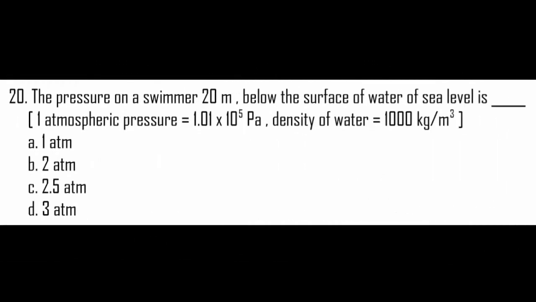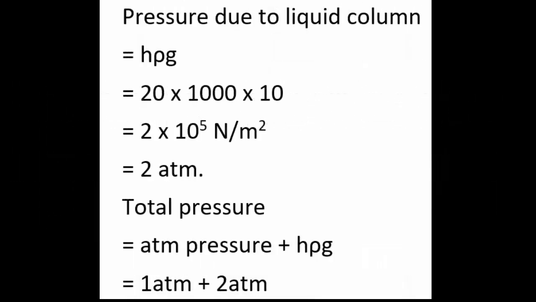Question number 20. The pressure on a swimmer 20 meter below the surface of water at sea level is. Now just now we discussed pressure due to liquid column. It is the product of height, density of the liquid and acceleration due to gravity. If you are substituting the values, the answer is 2 into 10 raised to 5 Newton per meter square. That is 2 times the atmospheric pressure.